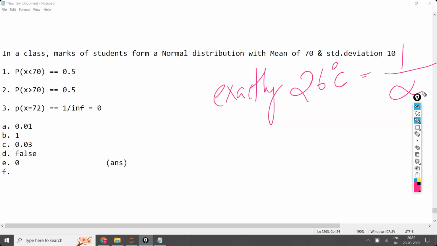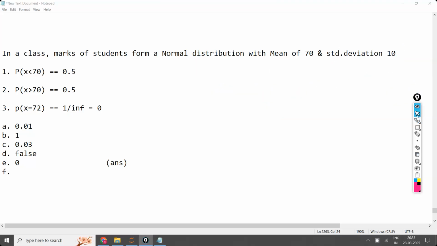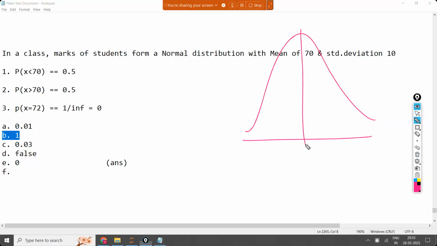Whenever you are asking for a single value, the probability of a single value is 0, unless data was given. When data was not given, the probability of a single value is always 0. Now, if you observe in the diagram, here we are calculating from mu to mu plus 1 sigma, an interval.